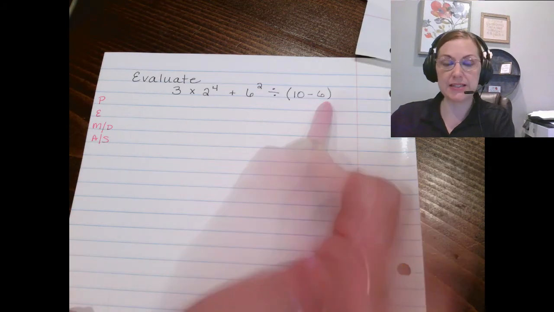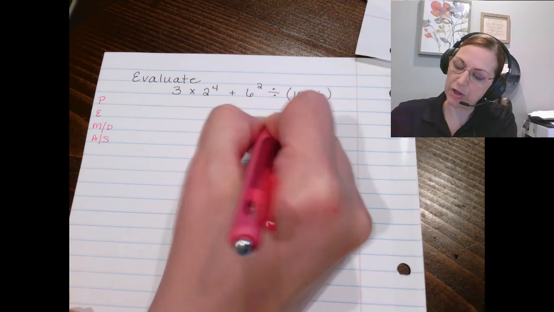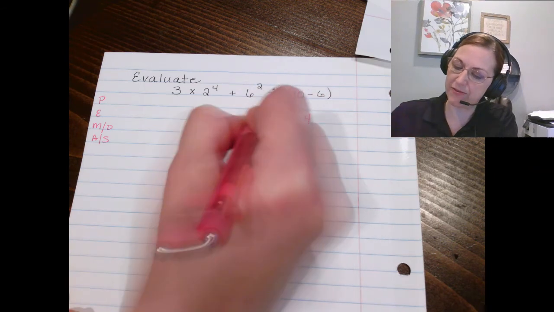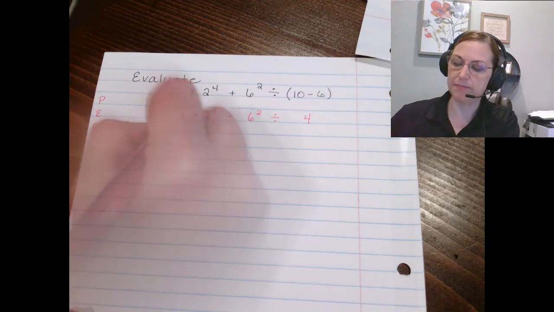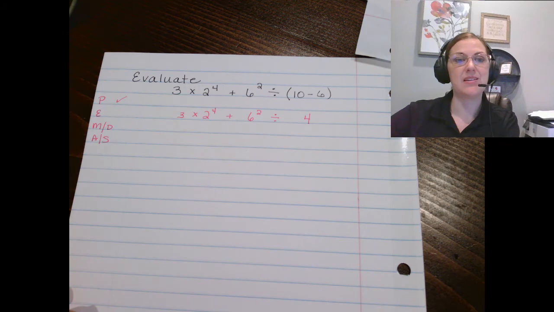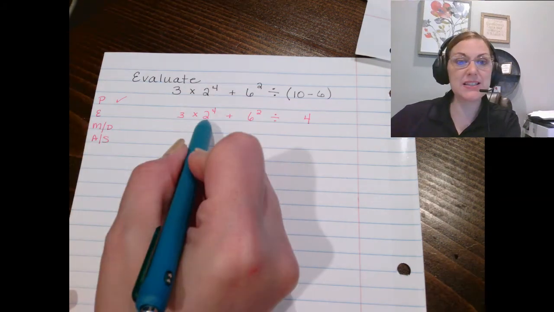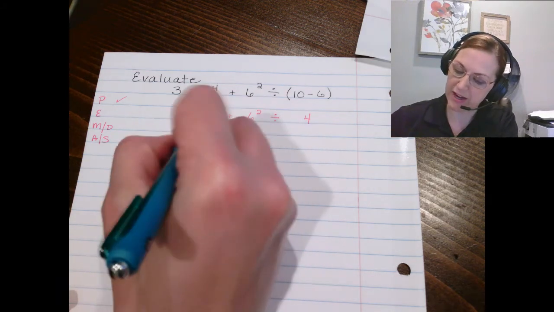So let's start with the parentheses. 10 minus 6 will give us 4. Now, I'm going to go back through and rewrite everything else in the problem exactly like it is. That takes care of my parentheses step. Next, we do exponents. This tells us that we should multiply 2 by itself 4 times.